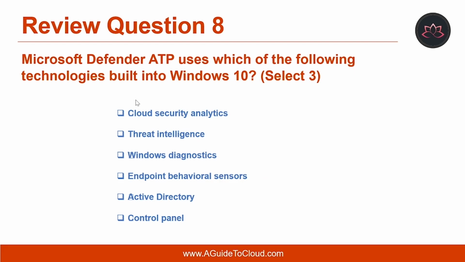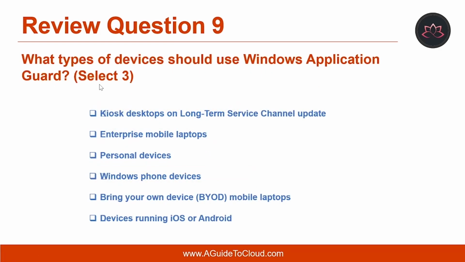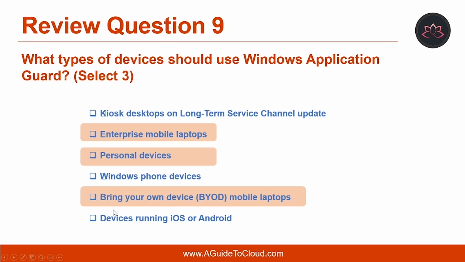Question number 8. Microsoft Defender ATP uses which of the following technologies built into Windows 10? You need to select 3 answers. The first option is cloud security analytics, then threat intelligence, and endpoint behavioral sensors. Let's look at the last question. What type of devices should use Windows Defender Application Guard? Select 3. Enterprise mobile laptops, personal devices, and bring your own devices mobile laptops.